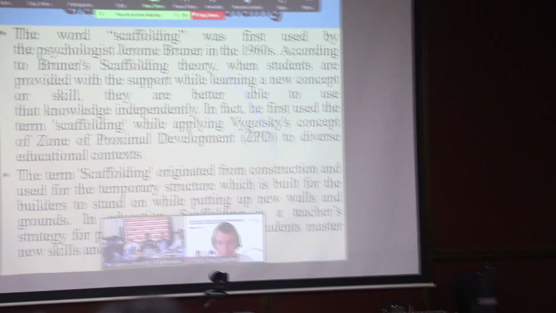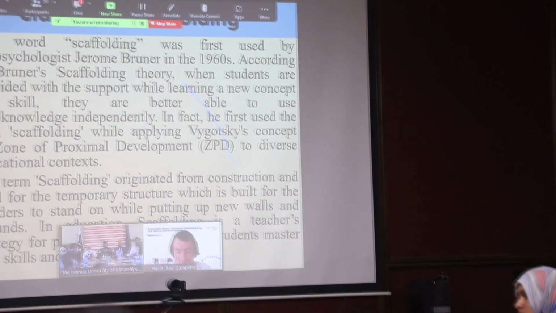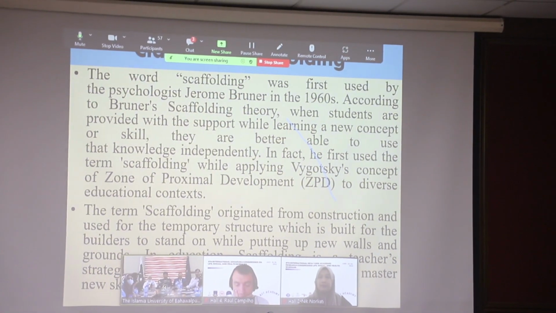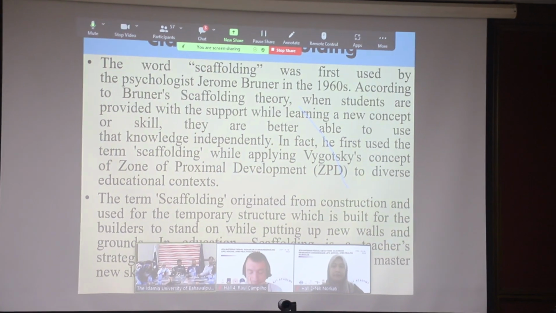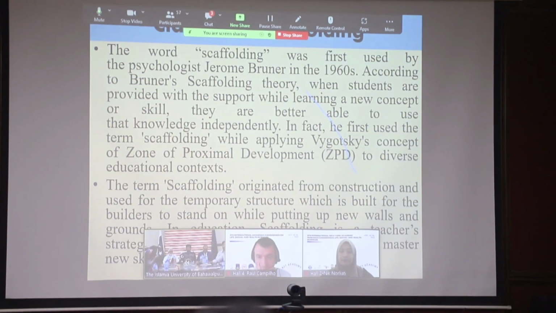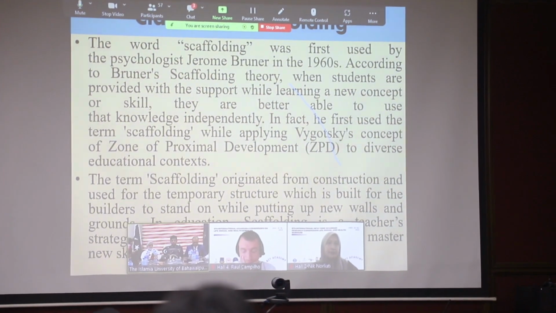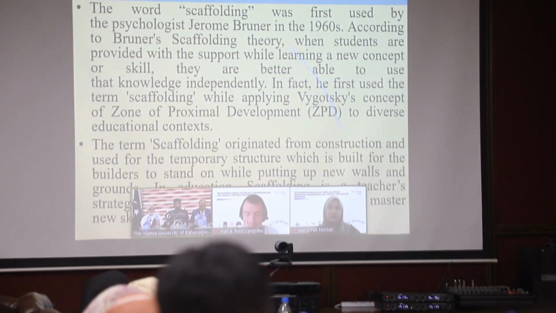The term scaffolding originated from construction and was used for the temporary structure which is built for the builders to stand on while putting up new walls and grounds. In education, scaffolding is a teacher's strategy for providing assistance while students master new skills and concepts.